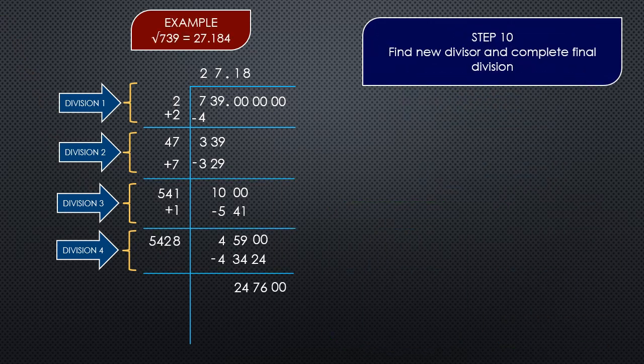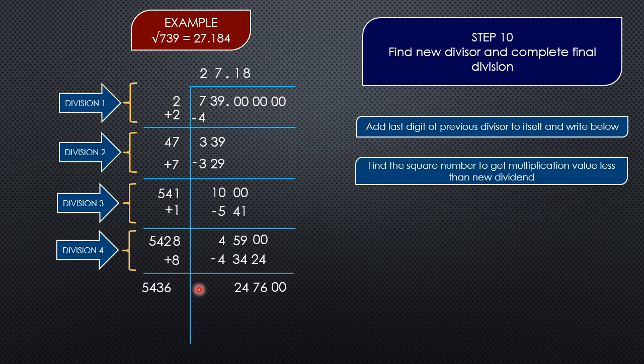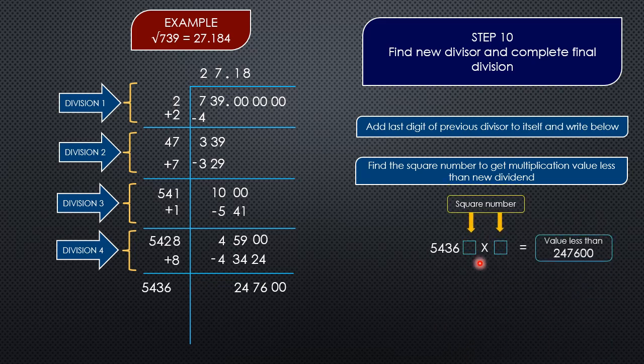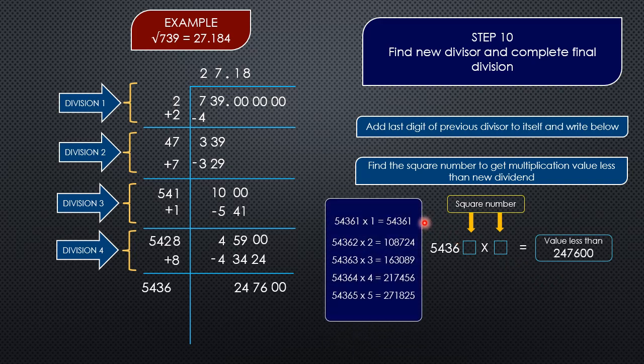Step 10. Find the new divisor and complete the final division. Add the last digit of the previous divisor to itself and write below. In our example, the last digit of the previous divisor 5428 is 8. So add 8 to 5428 and write 5436 below. Find the square number to get the multiplication value less than the new dividend. We have to apply the square number here so that its multiplication value is less than the dividend. Let's start the multiplication table.